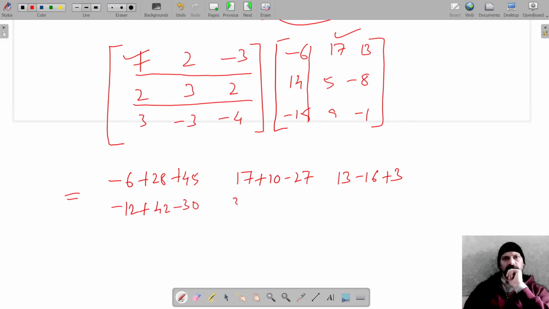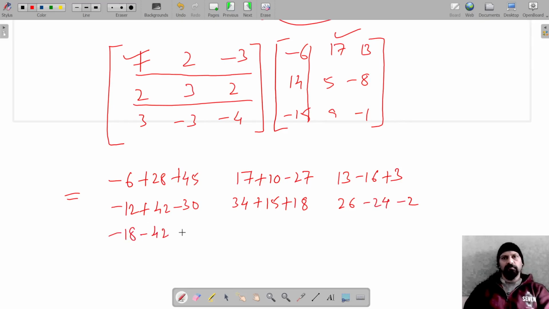17 twos are 34, plus 15, plus 18, 26 minus 24, minus 2. Okay, this is negative 18, negative 42 plus 60. 17 into 3 is 51, negative 15, negative 36. This is 39 plus 24 plus 4.